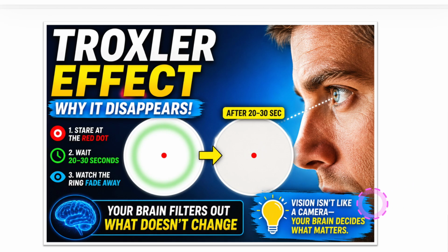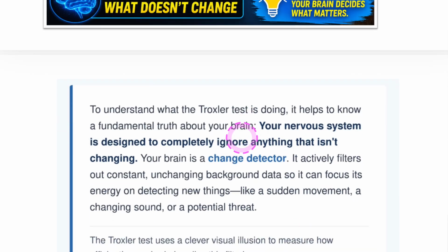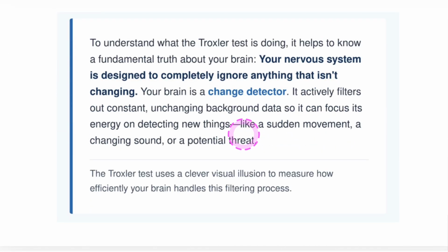Vision isn't like a camera. Your brain decides what matters. Here's the critical thing: your brain decides what matters. So let me read this definition of what the Troxler test is actually doing. To understand what the Troxler test is doing, it helps to know the fundamental truth of your brain.